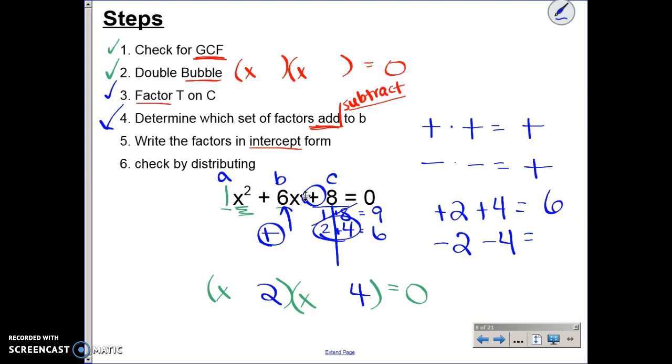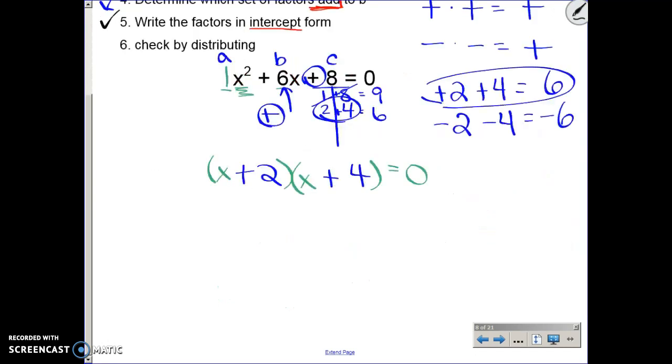Positive 2 and positive 4 make positive 6. Negative 2 and negative 4 make negative 6. So this one is the one I want. I want both of them to be positive so that when I distribute, it's going to end up equaling what I started with. So that is step 5. That's my answer. Now step 6 I'm going to use to check my answer.